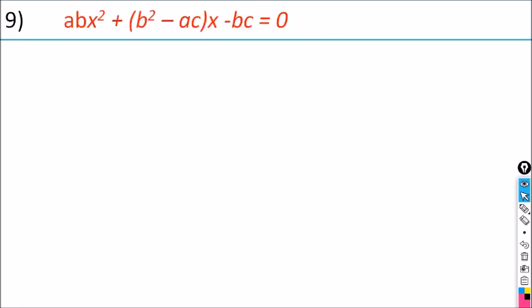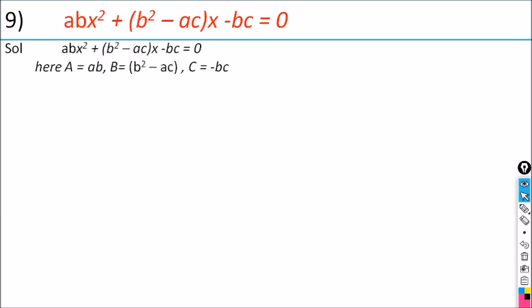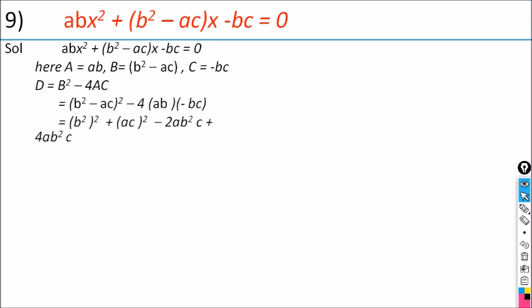Let us try another problem. This is abx square plus b square minus ac into x minus bc. Here the value for a is ab, b is b square minus ac and c is minus bc. By using the discriminant, we find the value of the discriminant. On simplification, b square minus ac whole square, use the formula a minus b whole square.